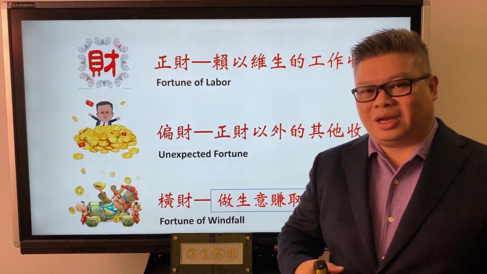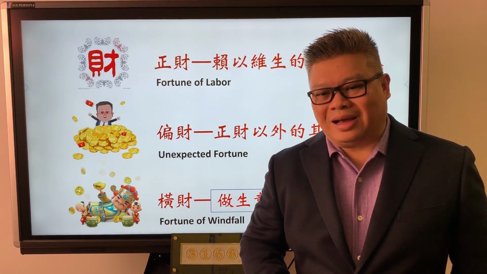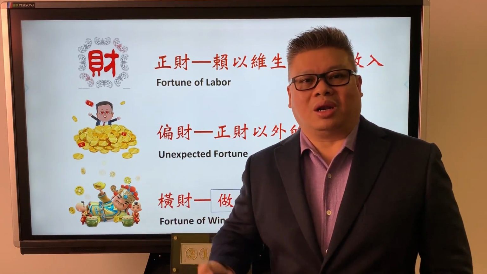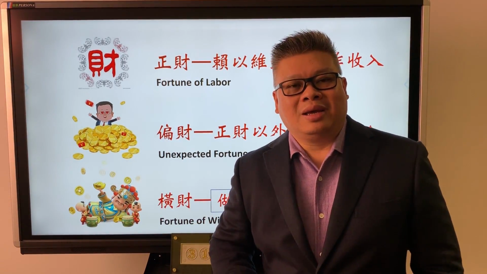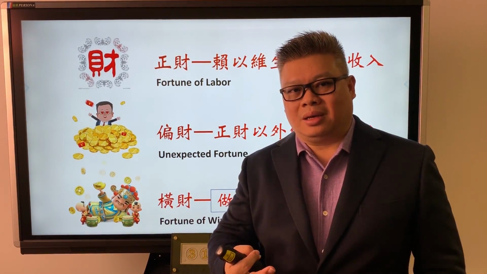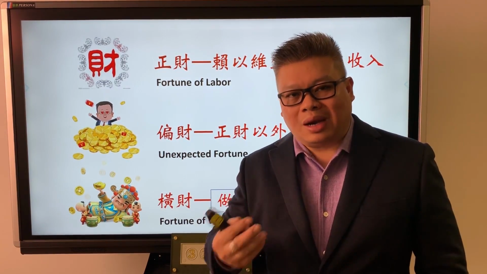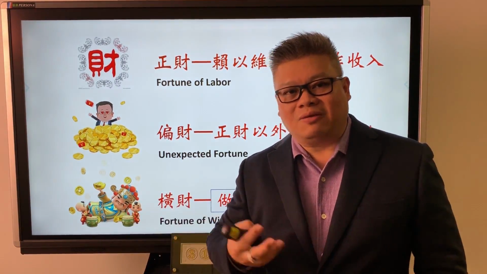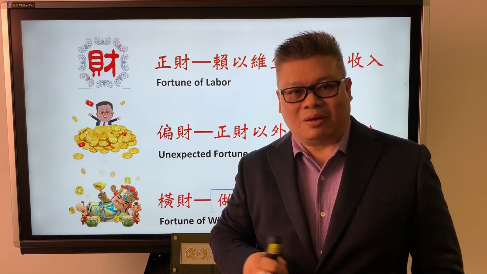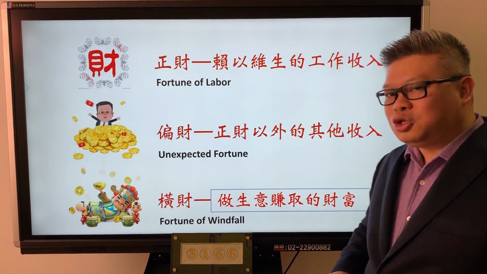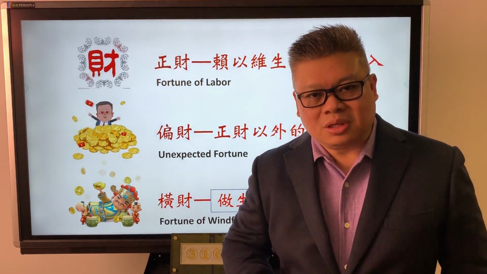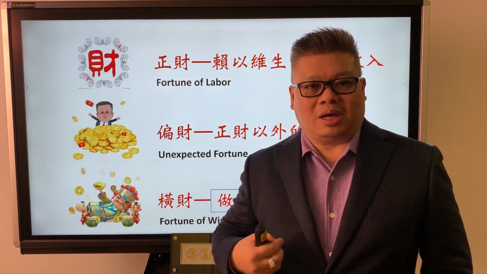The middle one here is what we call the unexpected wealth, unexpected fortune. The unexpected fortune is something that you earn probably through gambling. Like suddenly you won a lot of money, striking the lottery and whatnot. It is not something that you can expect all the time. It is through very good luck that you receive all this good fortune, but it's not something that occurs every day. The third one over here is the fortune of windfall. The fortune of windfall is something like myself. I'm doing business and running a company. I'm an entrepreneur.